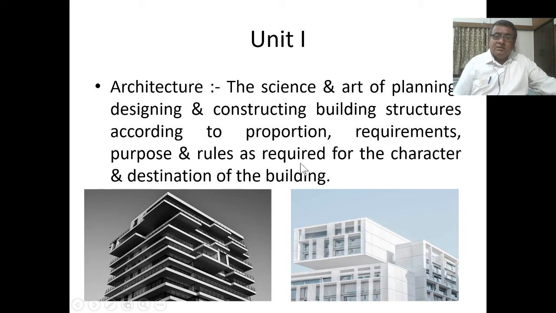How do we construct or plan this building structure? According to the proportion of land size, that is length, breadth and height. Then requirements: what are the requirements of the building, whether it is a commercial, residential, hospital or school building. For what requirements are we constructing this building? Then purpose: residential, commercial, professional, or any social purpose such as hospitals and schools.